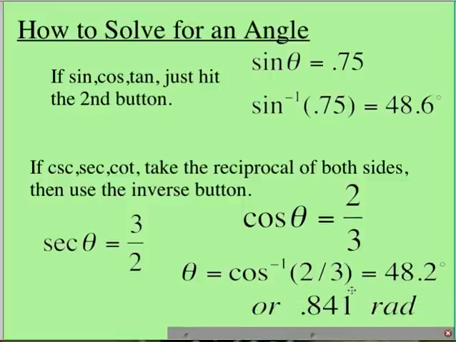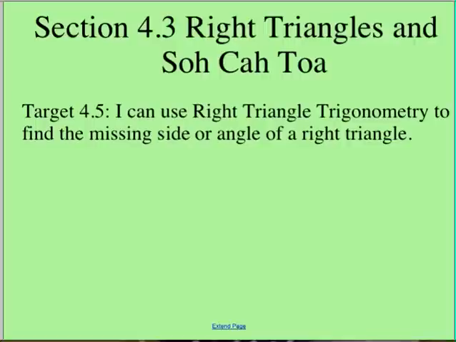So we will let you know what mode to be in. If it's for a triangle, you need to be in degree mode. When we get to graphing cosine functions, you should be in radian mode. So this video covered the last 3 trig functions, secant, cosecant, and cotangent.